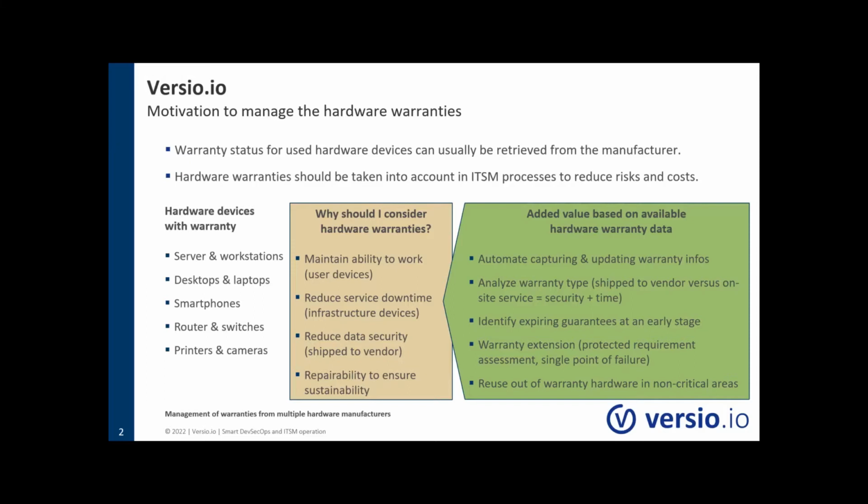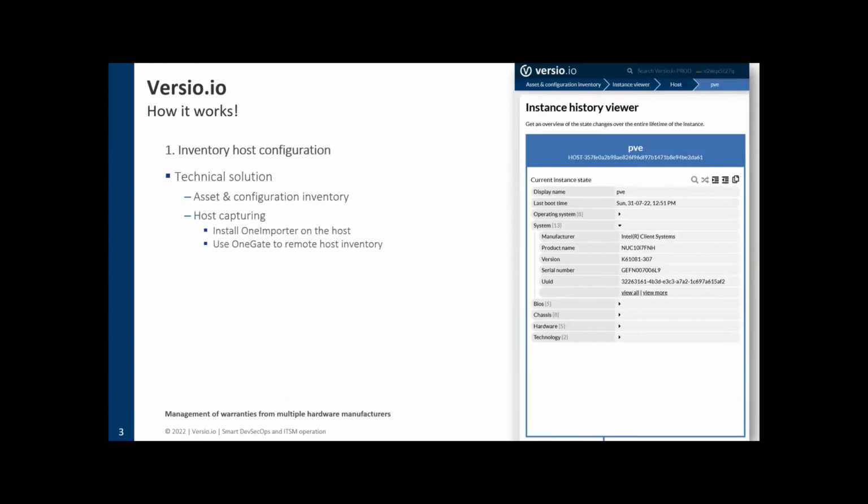We can identify expiring warranties and notify you accordingly. Based on the data, you can plan warranty extensions based on criticality. Hardware without an existing valid warranty can be targeted for non-production and non-critical environments.